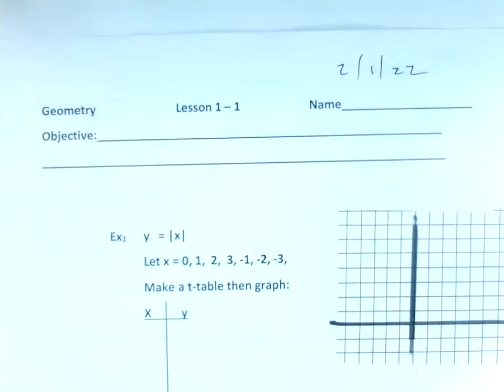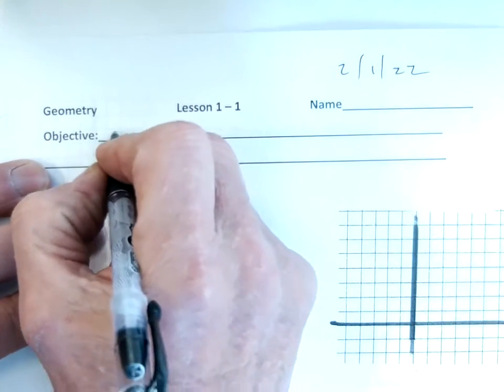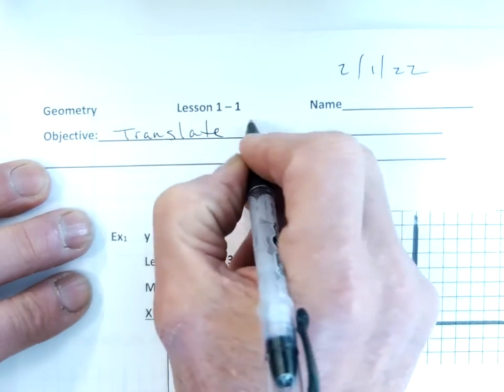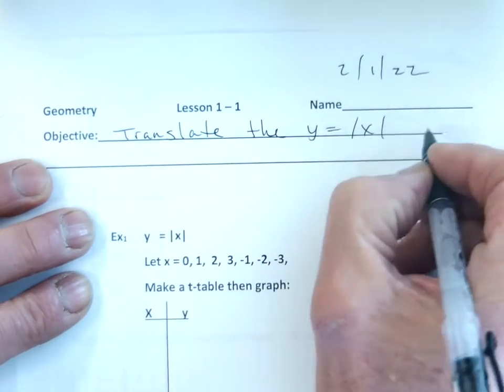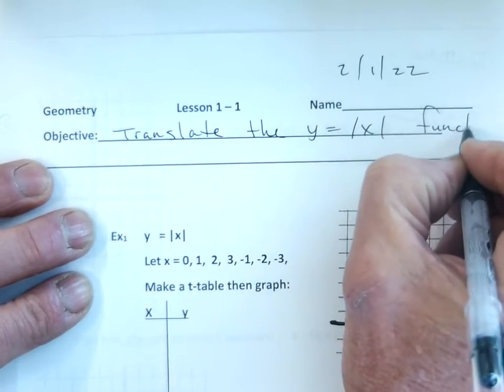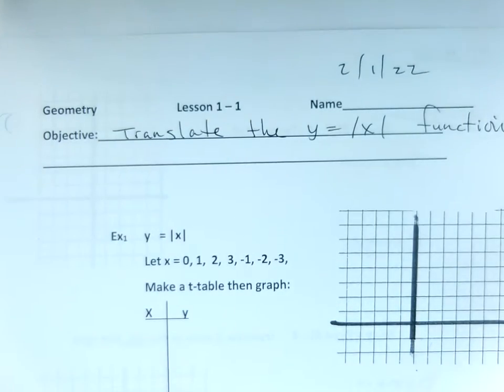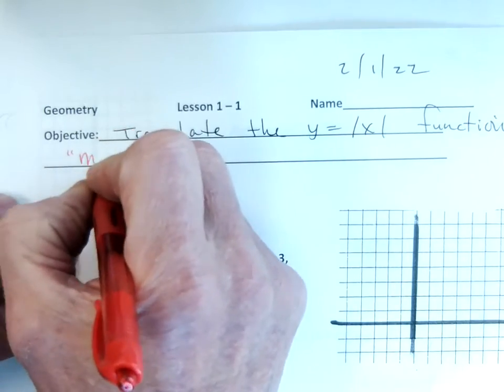2/1/22. So our objective today is to translate the y equals absolute value of x function. Okay. Translate's a fancy word for just move, right?